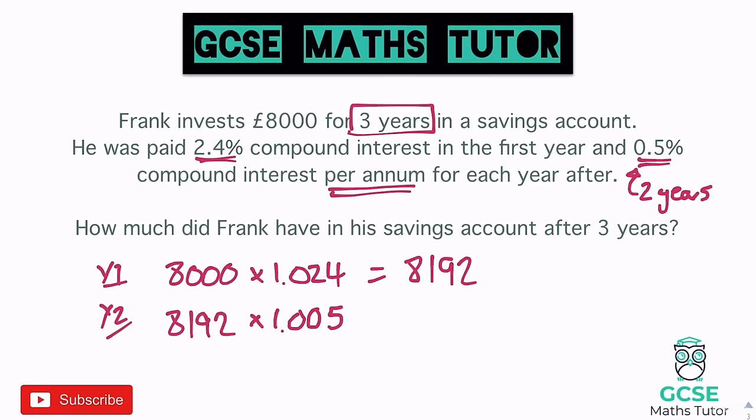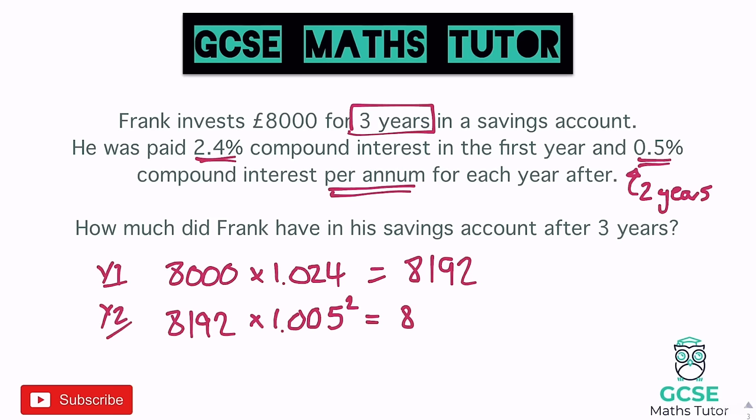Now it's 2 years at that rate. So that one there, we are going to put a power of two to make sure we get the 2 years there, and we'll see what we get. So 8,192 multiplied by 1.005 to the power of two. And that gives us our result here.